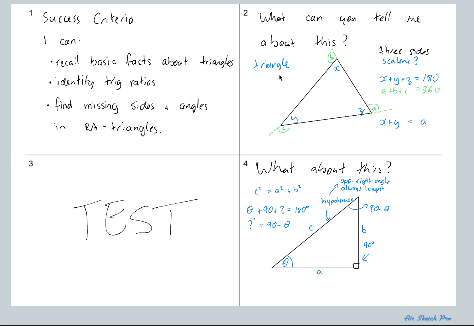That's the second dot point. The third dot point is to find missing sides and angles in right-angled triangles. We haven't done that yet. So we've really just nailed that first one, though. We know some basic facts about triangles, and we know some specific facts about right-angled triangles.